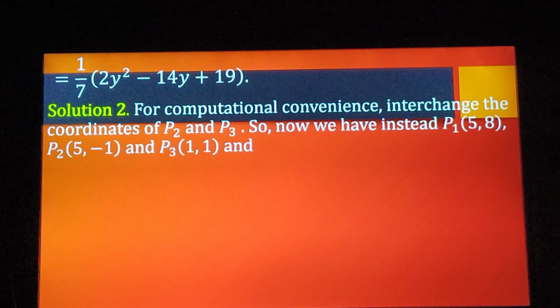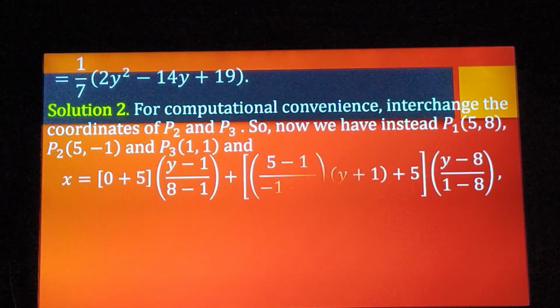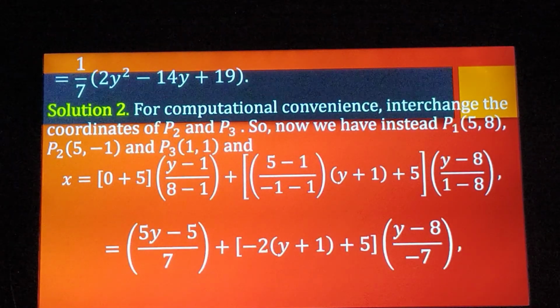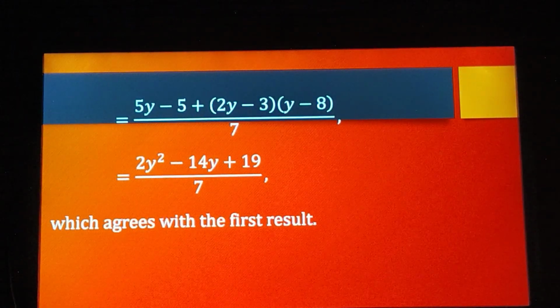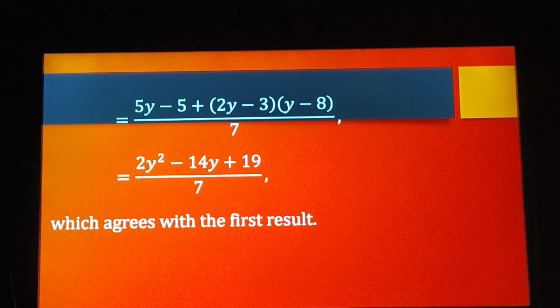Solution number 2. For computational convenience, interchange the coordinates of P2 and P3. So now P1 has coordinates (5, 8), P2 has coordinates (5, -1), and P3 has coordinates (1, 1). Using the same formula, plugging in the given values, we have this expression which simplifies to this expression, and finally we have (2y² - 14y + 19)/7, which agrees with the first result.